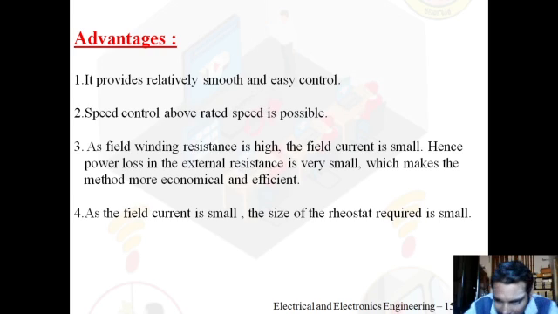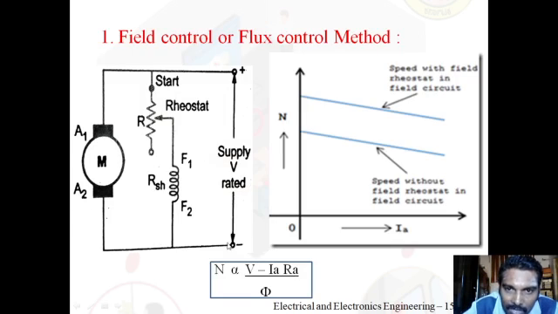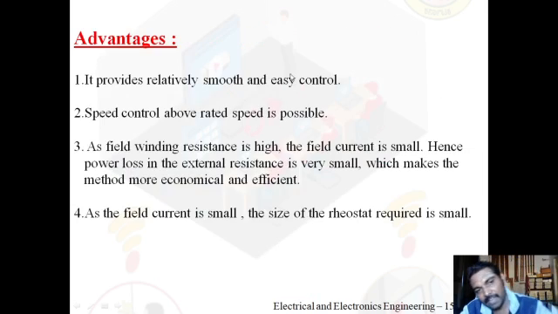The second one, speed control above rated speed is possible. That one we have seen. If you observe, this first point is the rated speed. Now what I will get at this particular point is above rated speed, that means at R equal to R1. Further, if I include still more resistance, I will get a further higher value of speed. Therefore, by the field control or flux control method, the speed can be varied above the rated value.